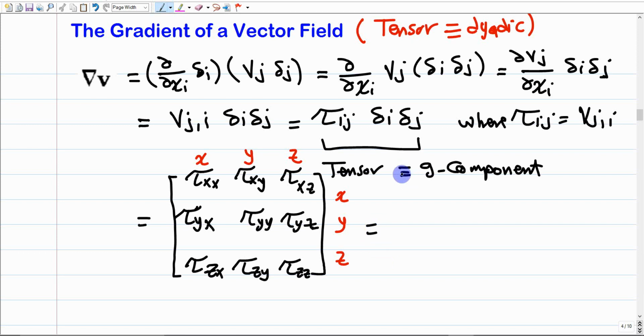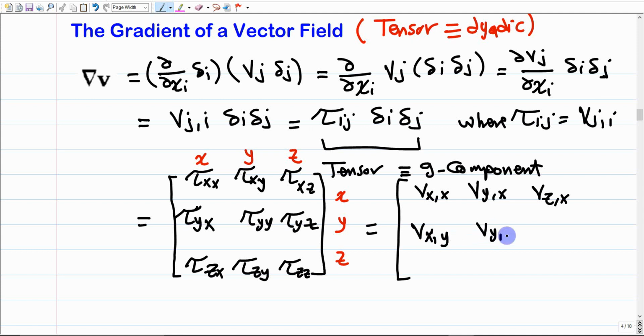Remember that there is a little bit of a shift in the indices. If we mention tau ij, we should have vj comma i. This is what I assumed, right? So it means I'm gonna have here vx comma x. Here I'm gonna have vy comma x. Just observe the indices. For xy, I'm using yx because there is a shift, right? Then I'm gonna have here vz comma x, and here vx comma y. Then we have vy comma y, vz comma y.